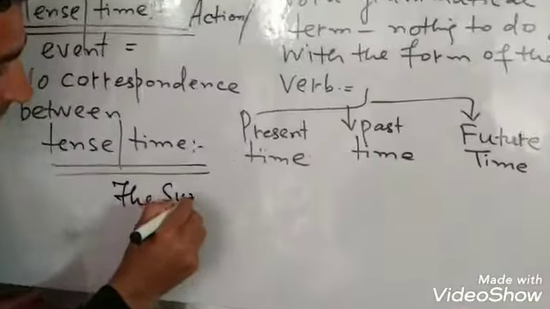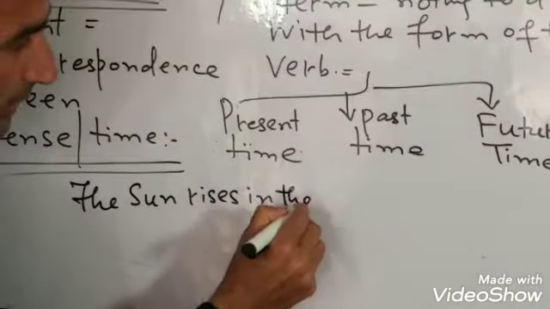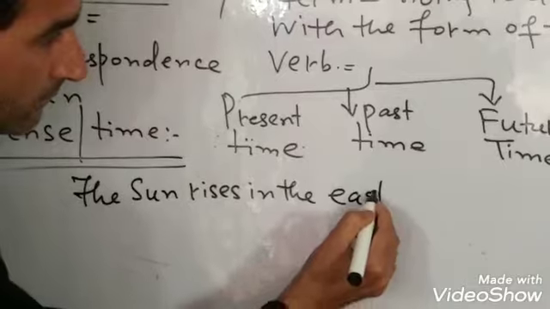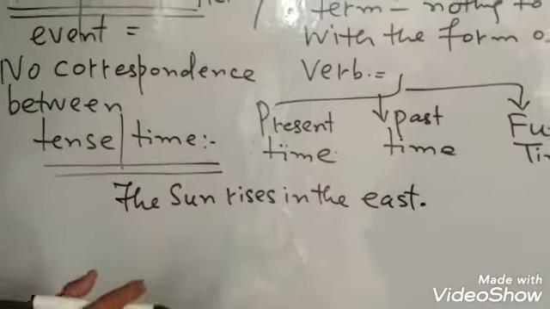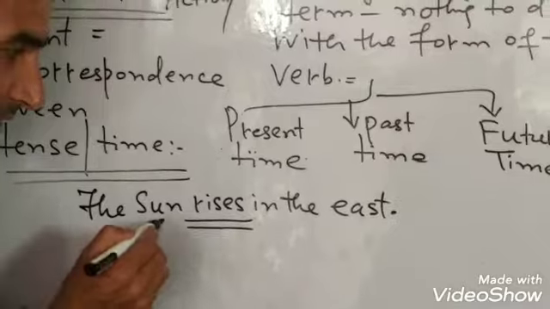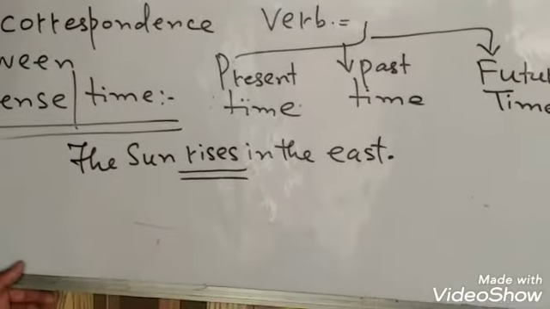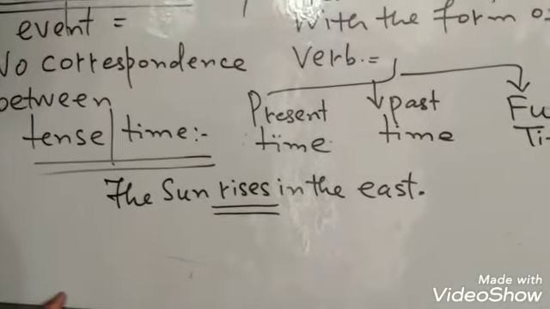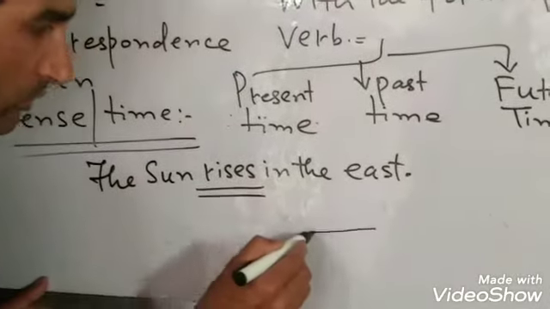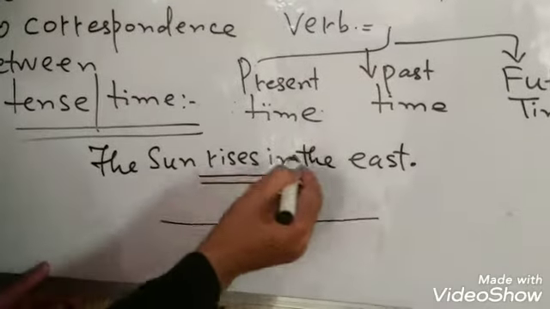The sun rises in the east. Now in this sentence, if we closely look at it, the verb is in present. Then present should show the present time, and past should show us the past time. But here, what do we find? What is the time reference in this sentence? The sun rises in the east.